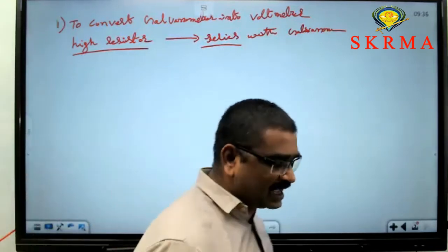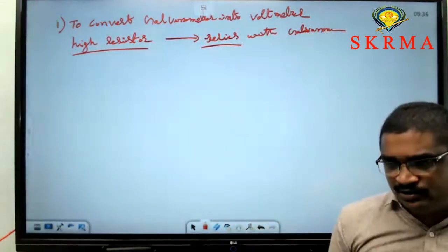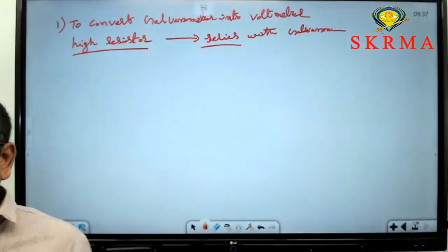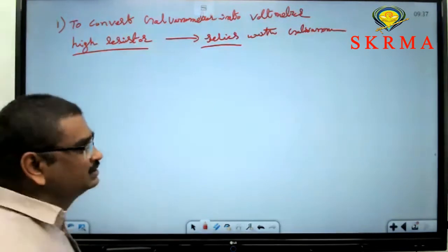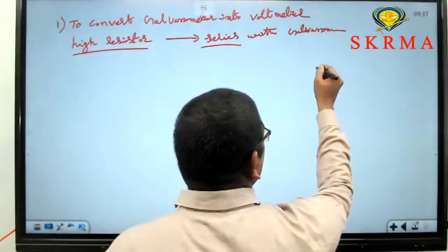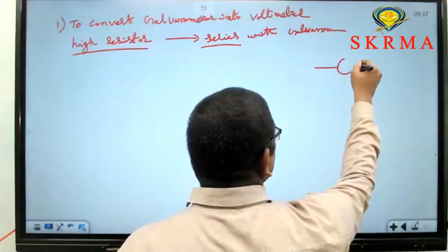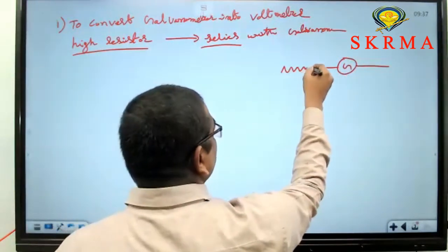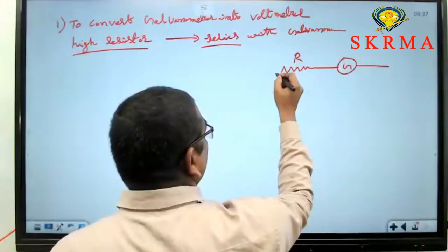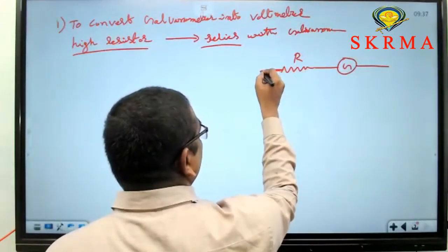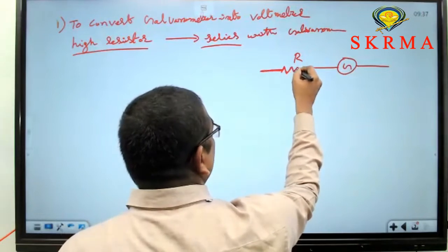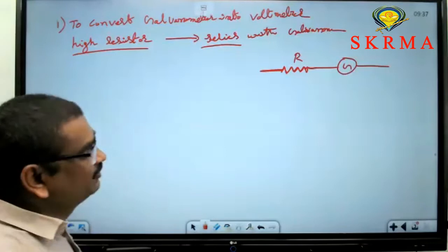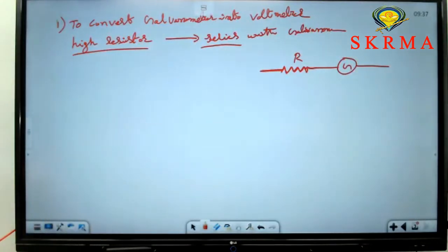To convert a galvanometer into a voltmeter, what do we need to do? We need to connect one high resistor in series with the galvanometer. That means the circuit diagram will be like this. Here is the galvanometer. A high resistance, let it be R, should be connected in series with the galvanometer. Now it becomes a voltmeter.